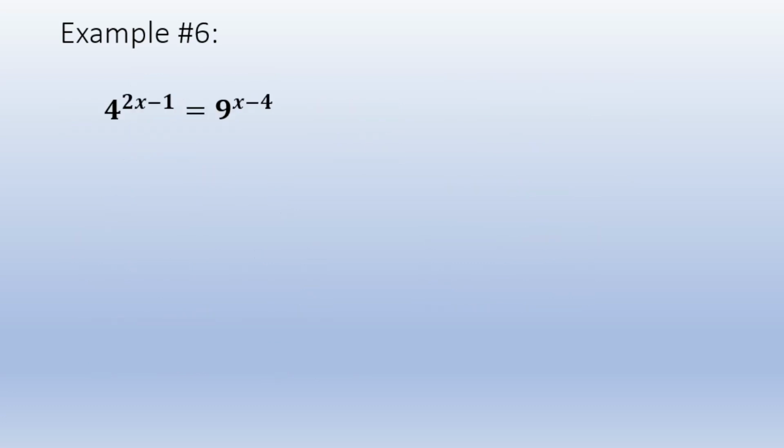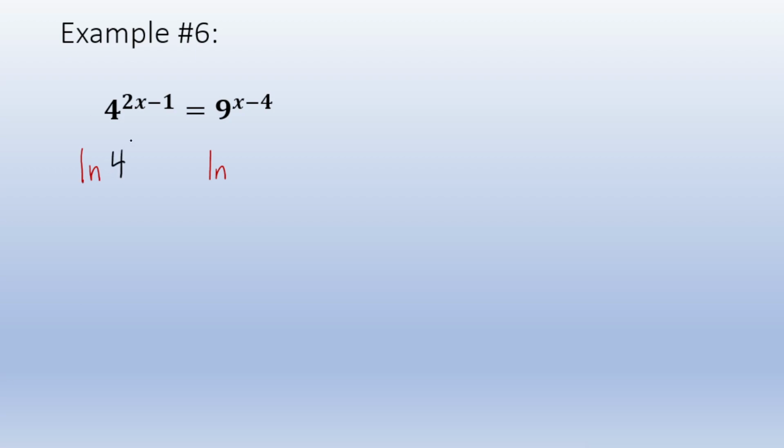For our next example, we have probably one of the more challenging exponential equations. Here we have 4 to the 2x minus 1 power equals 9 to the x minus 4. The challenging part to this one usually lies in the algebraic steps that are required to get to the solution. Now, we still go about the same process. We're going to take the natural log of both sides of the equation. Here, we don't have to worry about isolating exponential parts because on each side, we have just one exponential expression. So we begin by taking the natural log of both sides.